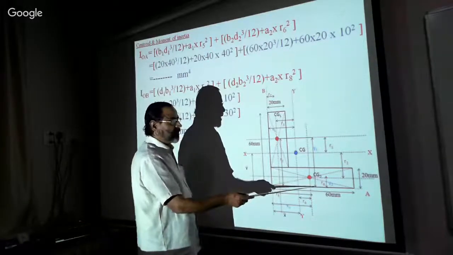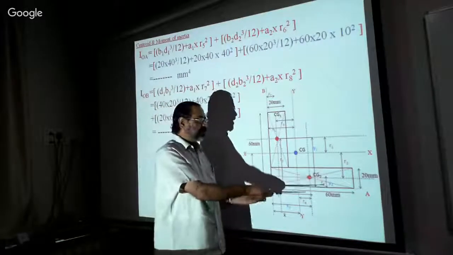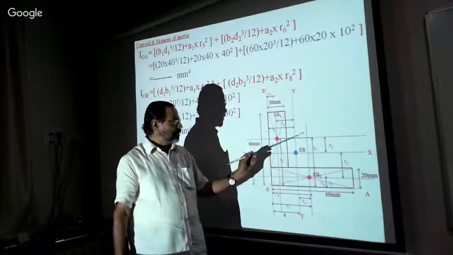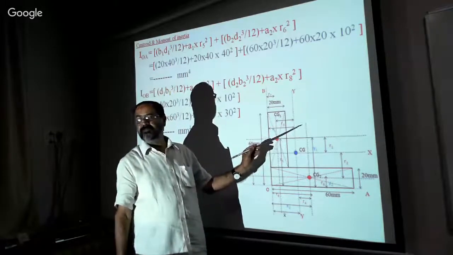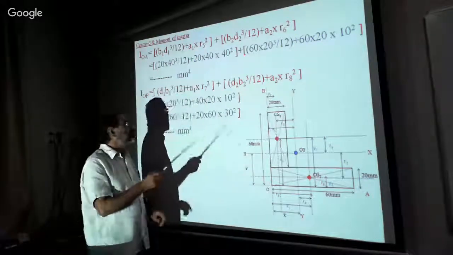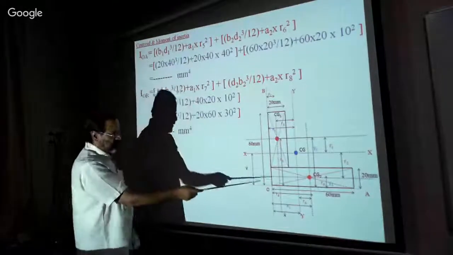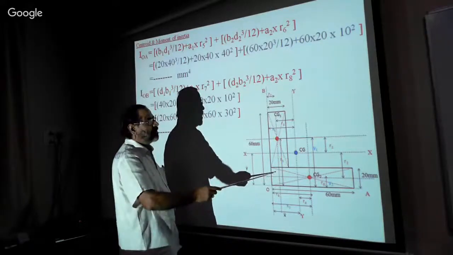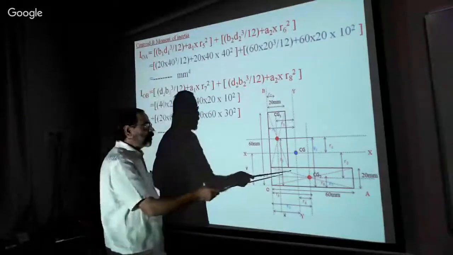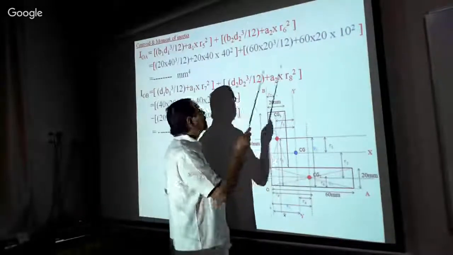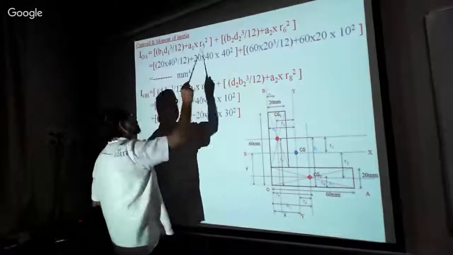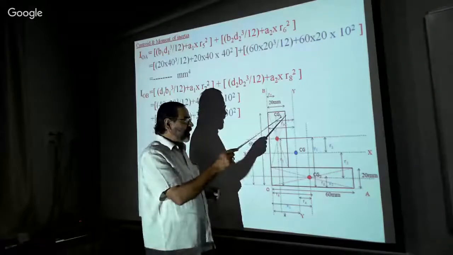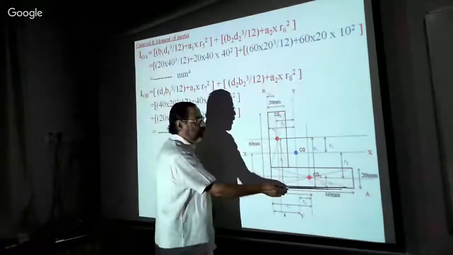Where are we calculating the moment of inertia? We are calculating the moment of inertia about OA. So from there to the centroid of the section is the distance, therefore it is R5 square. This is what we have written here. It is R5 square. This quantity is the moment of inertia of figure 1 about OA.